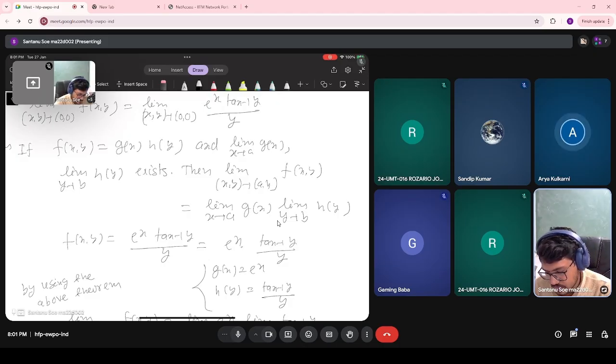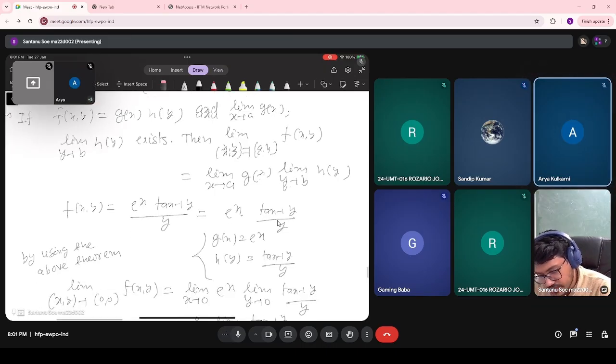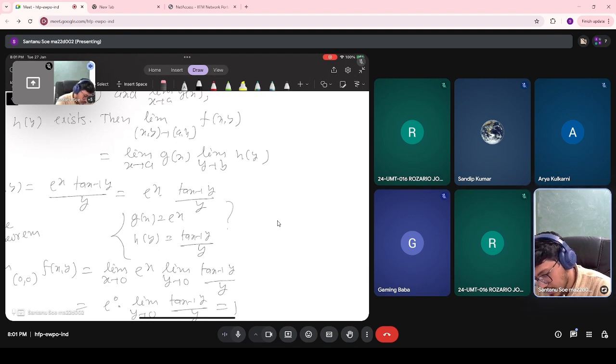Sir, how can you know that both the limits exist? Because I found out just now that both the limits exist. The limit as x tends to 0 of exponential x we know exists, right? And also we know that the limit as y tends to 0 of tan inverse y exists. So that's why I can separate. And they are also written separately, right?